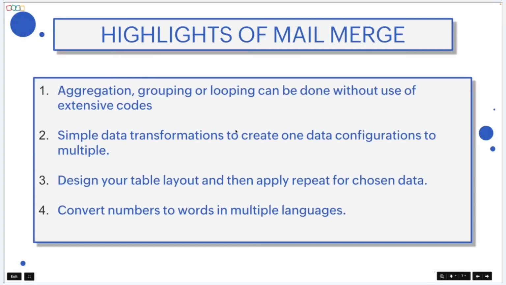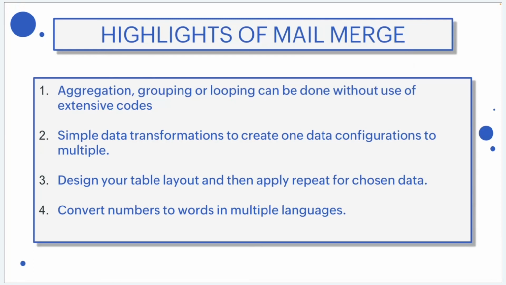And so here are some highlights of mail merge. So aggregation, grouping, or looping can be done without any code language. It is not required for you to learn coding in order to perform these complex automations. The coding knowledge is not required. That's the main highlight of this mail merge in Zoho Writer. And simplified, unorganized data can be organized and also transformed, using which multiple configurations and operations can be performed.